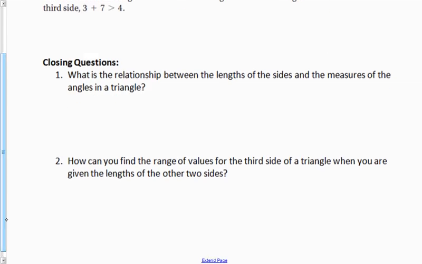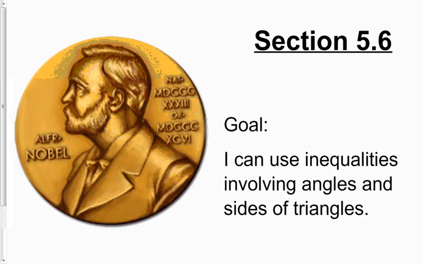Number 1 says, what is the relationship between the lengths of the sides and the measures of the angles in a triangle? So that goes back to the first half. And then number 2, how can you find the range of values for the third side of a triangle when you're given the lengths of the other two sides? And that's the second half of our lesson for today. All right? And they both go along with the goal of I can use inequalities involving angles and sides of triangles. All right? That was section 5-6 on these inequalities in triangles.